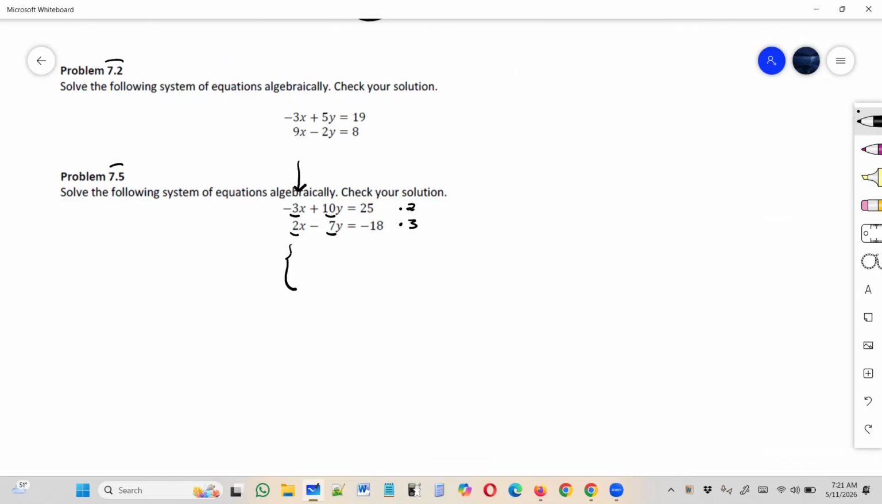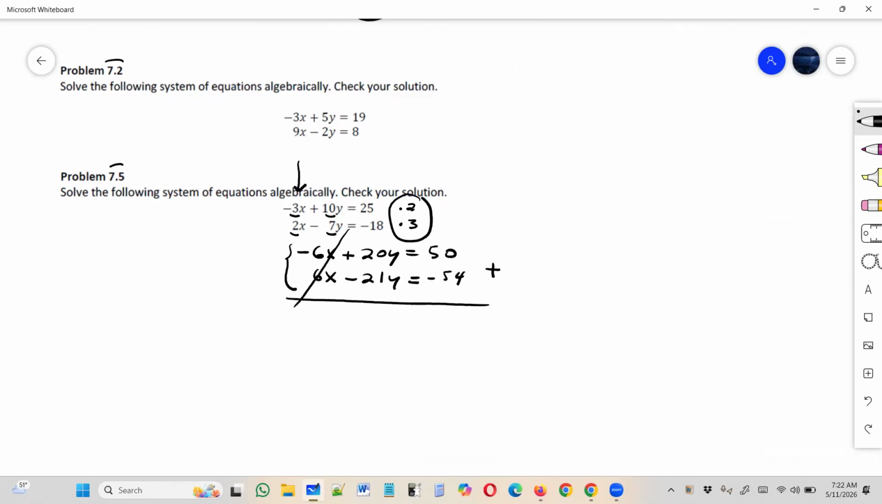So let's see what we have. Multiply the entire first equation by 2. So negative 6x plus 20y equals 50. Now multiply the second equation by 3. 6x minus 21y equals 54. Okay, and now notice, if I add them now, the x's will cancel. And that's the purpose of these two numbers.